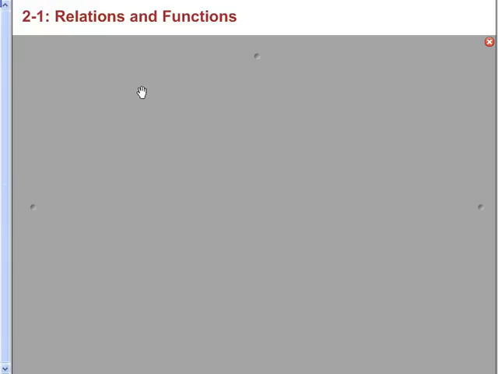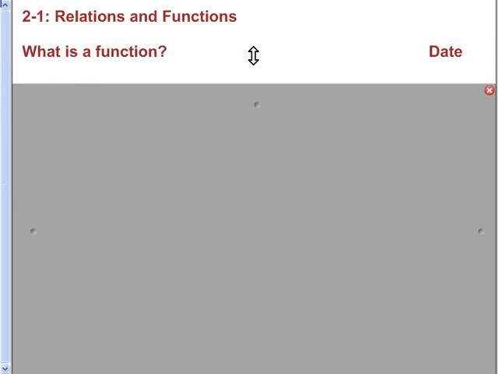You need to start off with your table of contents. We are doing lesson 2.1 today, which is relations and functions. So put your table of contents, or update your table of contents, and then go to the page that you'll be writing on today and give it a title. Our essential question today is, what is a function?